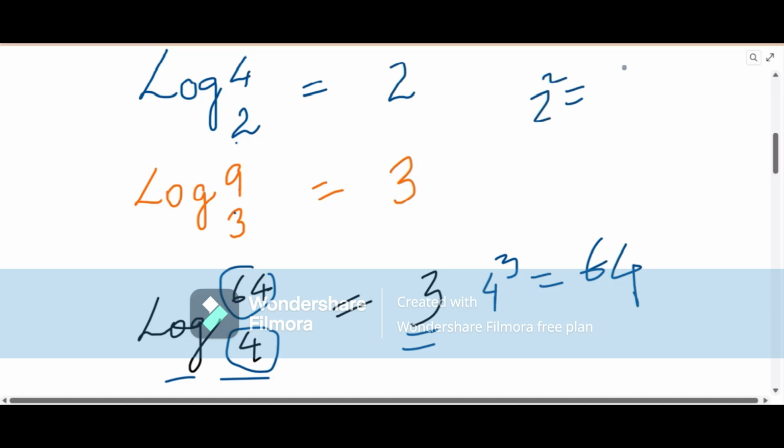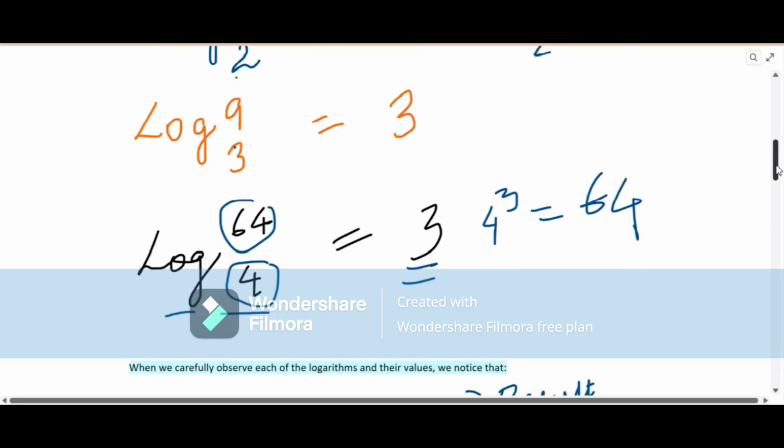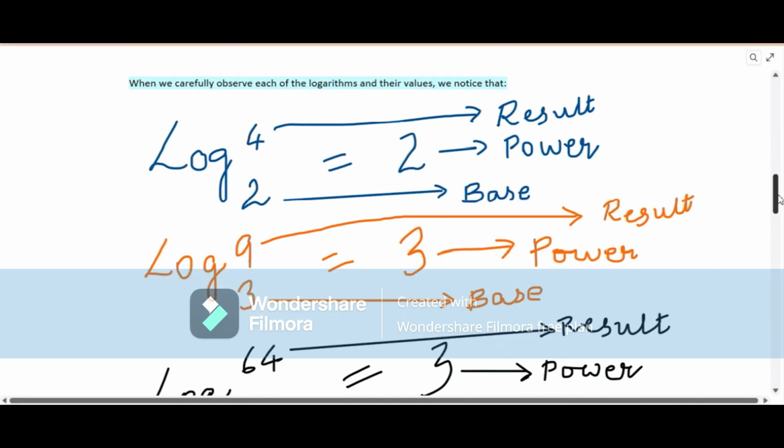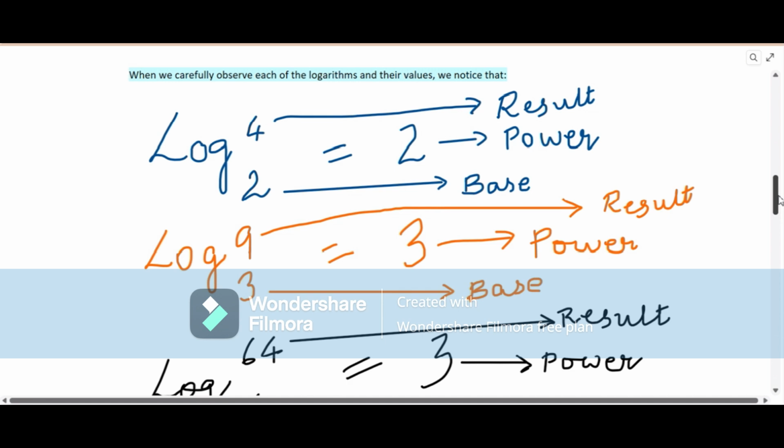The other one goes like this: 3 to the power 3 is 9. So basically, the result of the logarithmic expression gives the power to the base. For example, you have log 64 to the base 4. So you have that 4 as the base. The power to the base which gives us the value of 64 is the value of the logarithm.